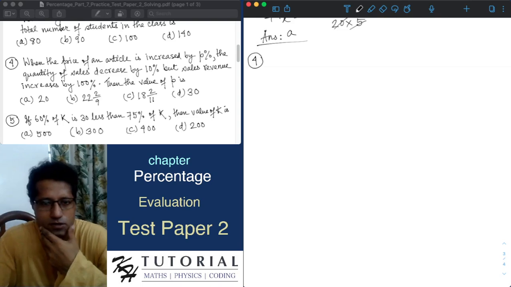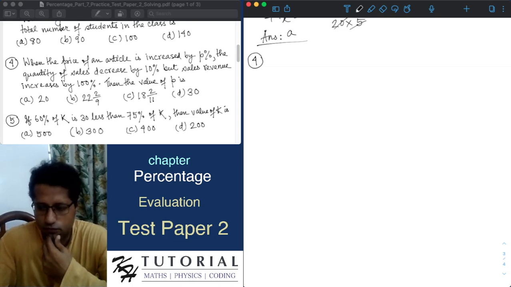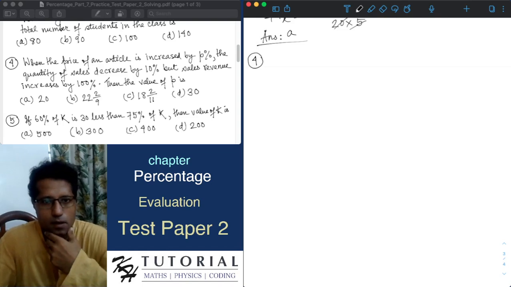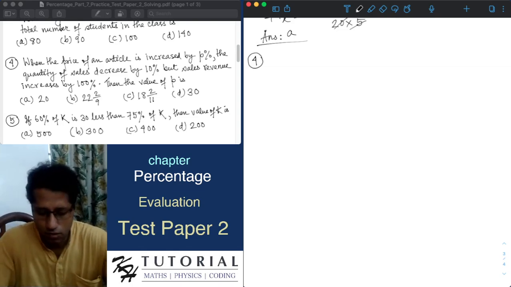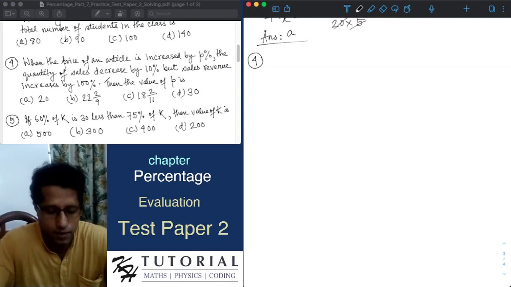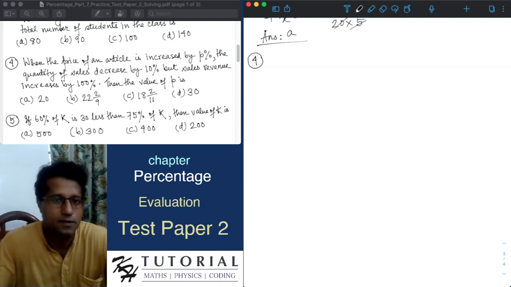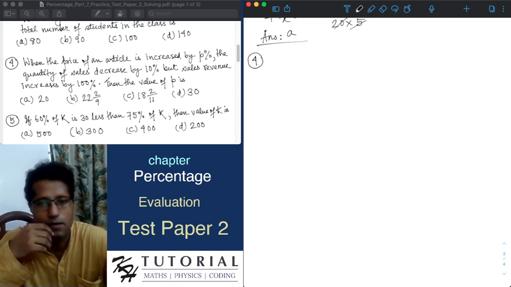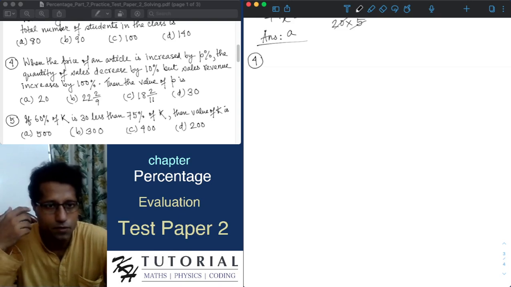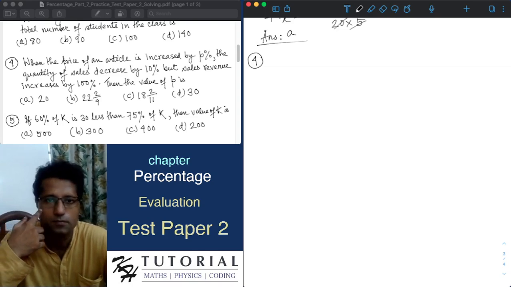It is very important that you understand the language of word problems very carefully, because if you misunderstand the problem, then quite possibly you will solve it incorrectly. So you have to solve a lot of problems like this to understand what exactly the problem is asking and what you have to find. In this problem, when the price of an article is increased by P%, the quantity of sales decreases by 10%. We do not know the quantity of sales, and we also do not know the price of an article.